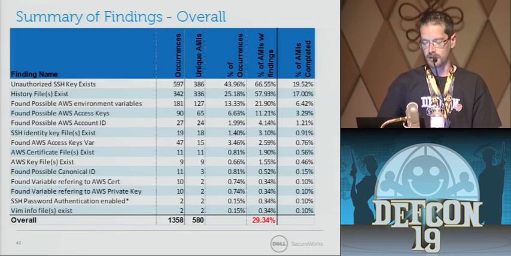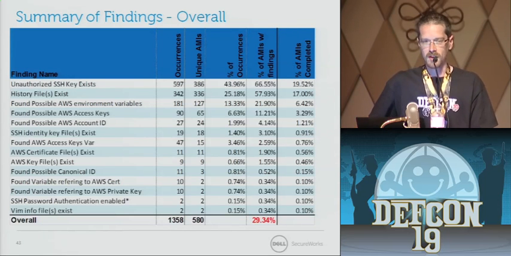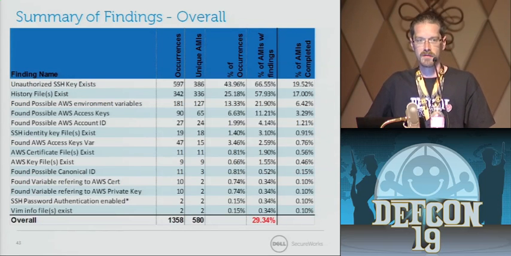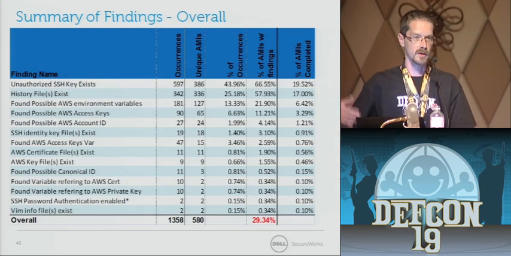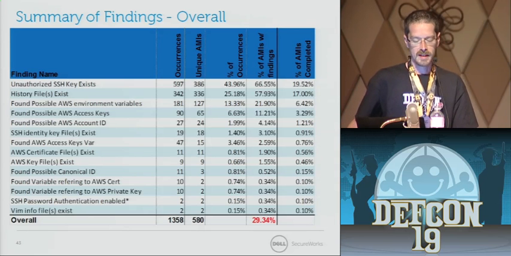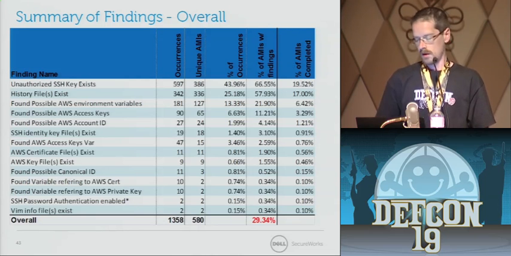Our second highest finding was just the existence of a history file. That in and of itself may or may not be a significant finding. If that history file contains sensitive environment variables, key materials, et cetera, we would log another finding. But in some cases, the history file might have some sensitive info that we weren't scanning for.